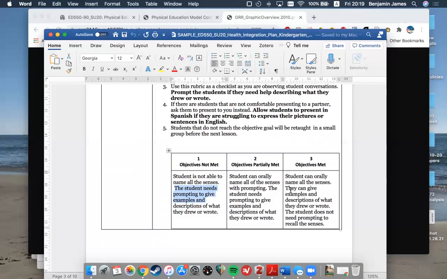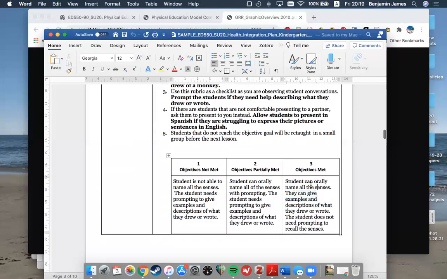But maybe there's a student that does a great job describing, but they don't know the names of the senses. If this was split into two rows, two criteria, we could know that, okay, student B can describe really well, but they can't name the senses. So we need to reteach them how to name the senses. It gives you more data, a wider range of data, it helps you make better decisions, and a more accurate assessment of the student's achievement towards the standard.